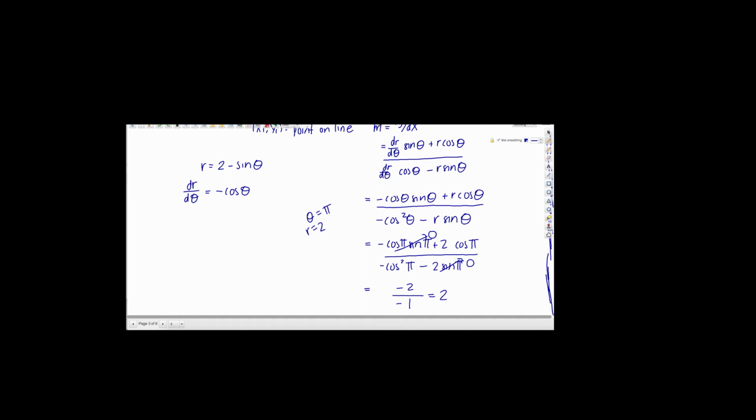So remember, this was for calculating our slope m. So far we have that our slope m is equal to 2, and our point on the line we found to be minus 2, 0. So now I can use our point slope form, and we get y minus 0 is equal to 2 times x minus minus 2, or this gives us y equals 2x plus 4 when we multiply out.